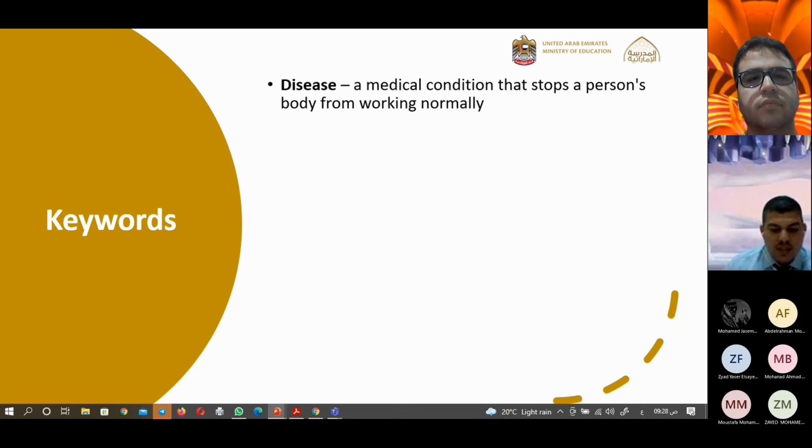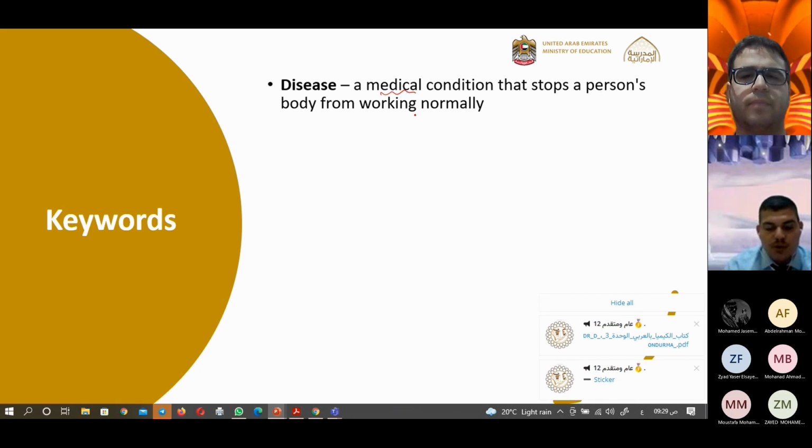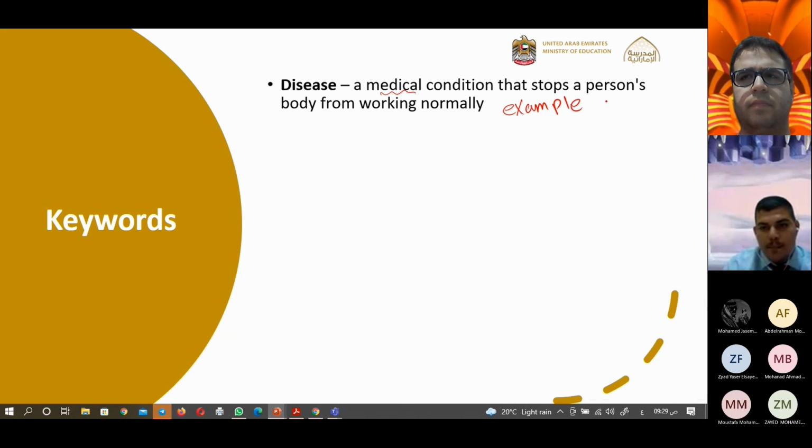First, we have disease, which is a medical condition that stops a person's body from working normally. Example, diabetes or heart disease.